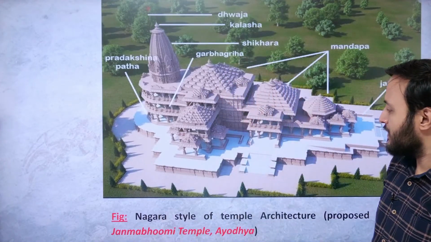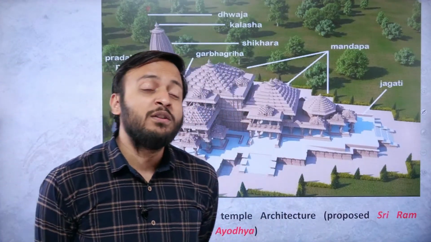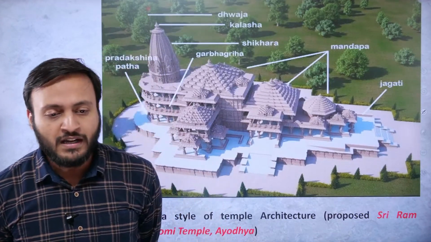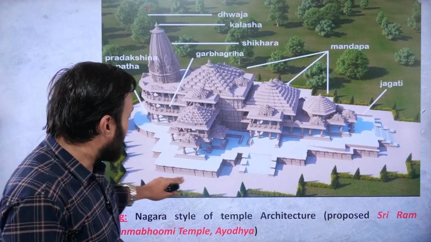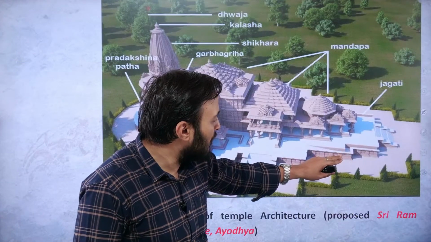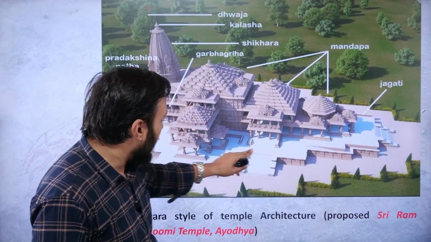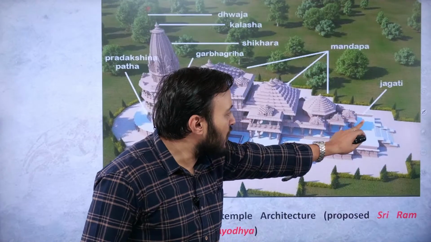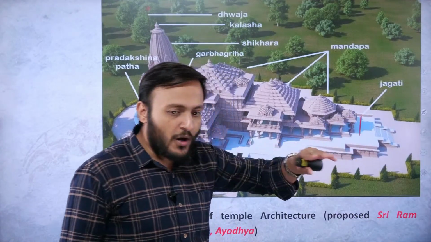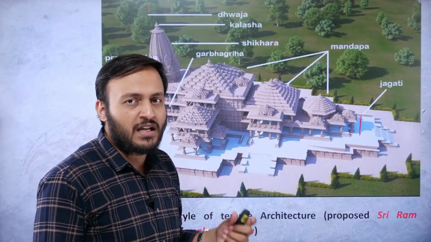Now moving further, overall the basic design of any Nagar style temple will look like this. This is the proposed Ram Janmabhoomi temple. It is the same architecture they are going to follow in constructing the temple at Ayodhya. Here you can see there is a platform, and on the platform there is another flat surface, and then we have the stairs. This is called a Jagat. Jagat is the top surface over the platform on which the temple structures are erected.